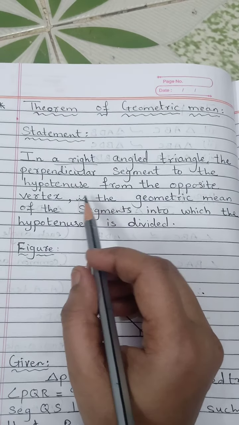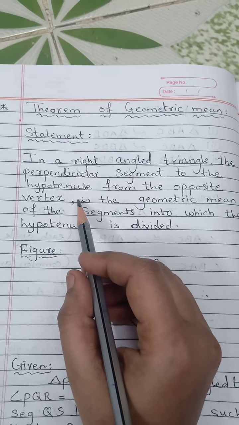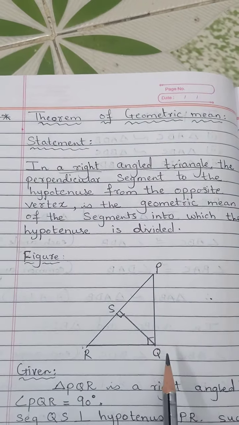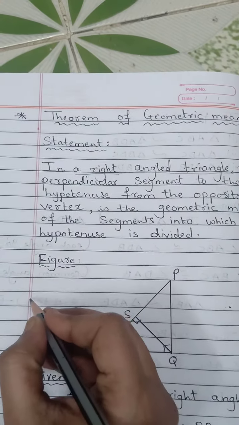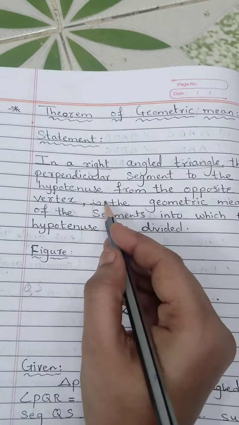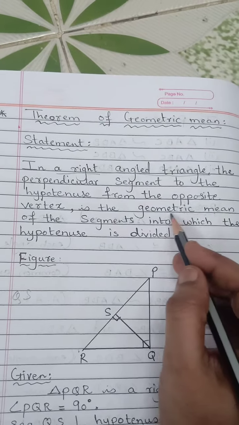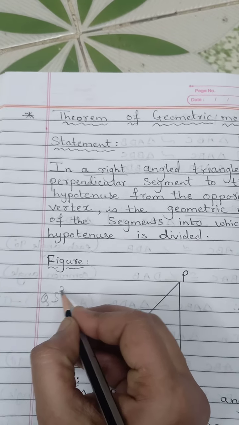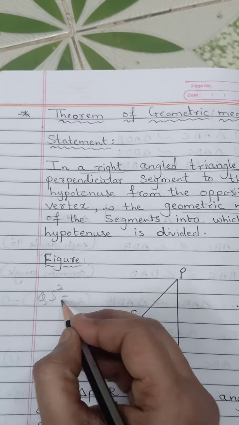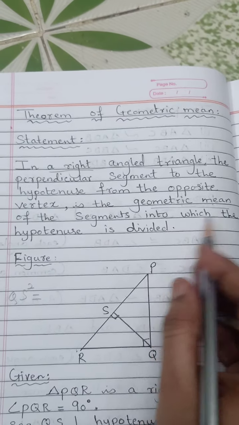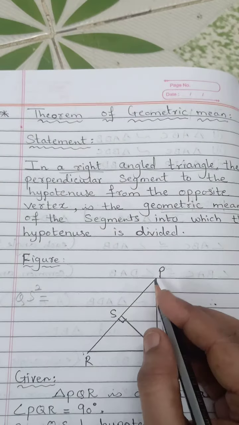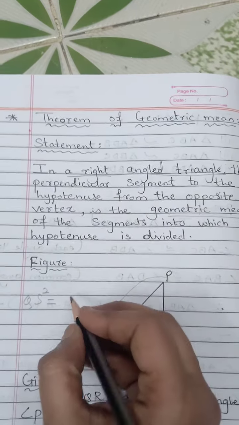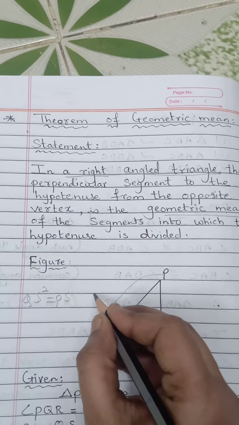For writing to prove, we'll read the statement after this comma. So this is talking about this perpendicular. So what is the perpendicular we have taken? That is this QS. So this QS is the geometric mean. Now what is the meaning of the geometric mean? Geometric mean means the square of this perpendicular will be equal to the segments into which the hypotenuse is divided. Now the hypotenuse PR is divided in two parts, that is PS and SR. That means I will take this PS and SR.